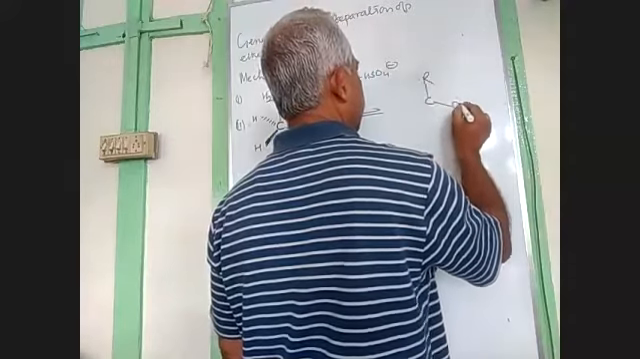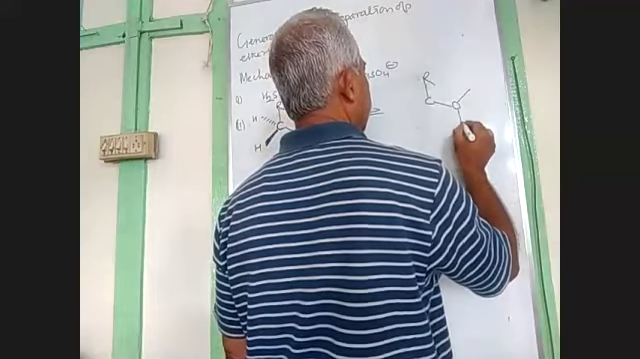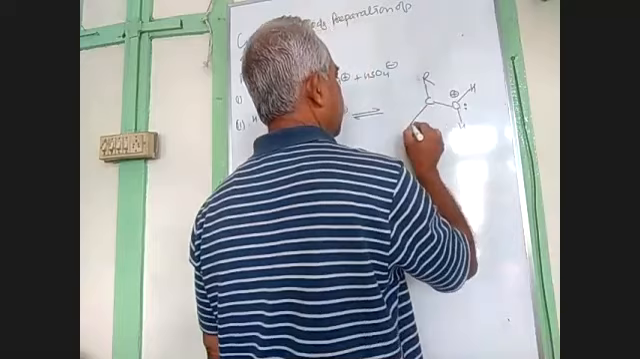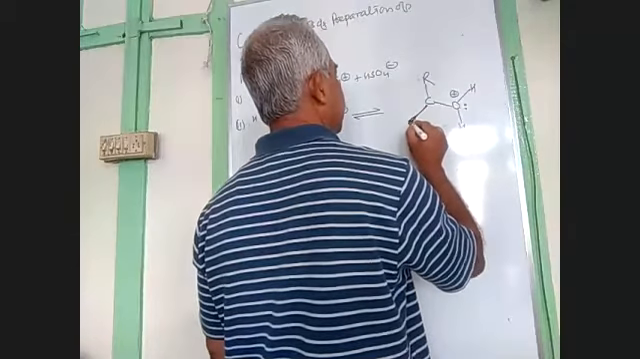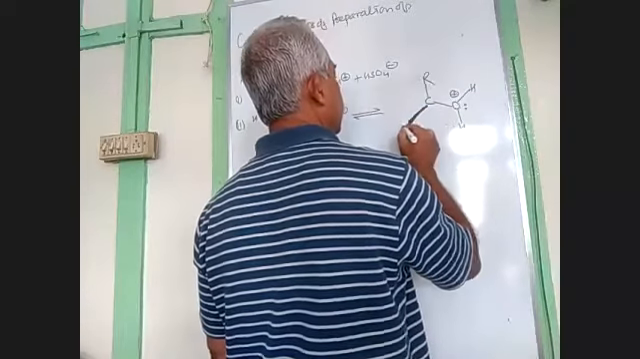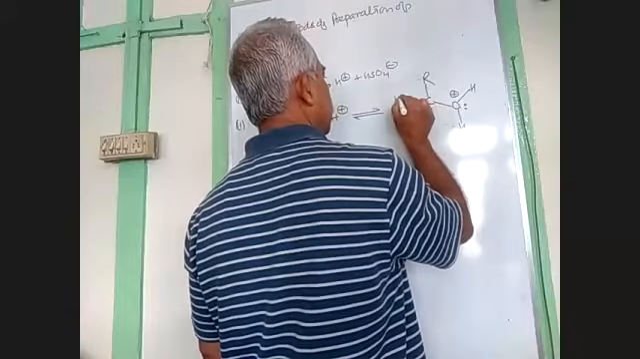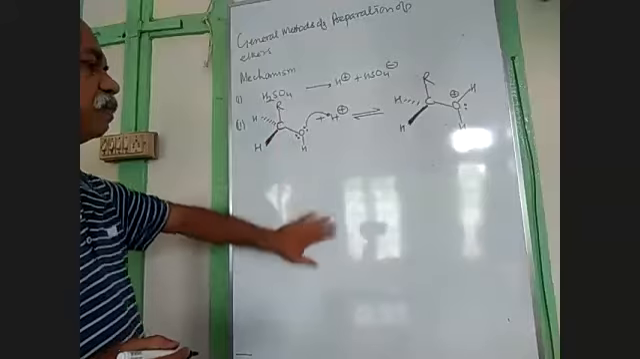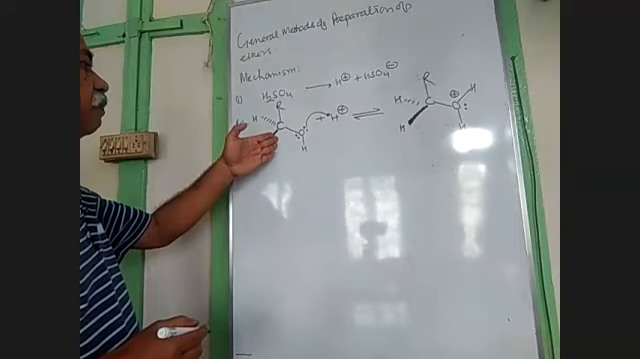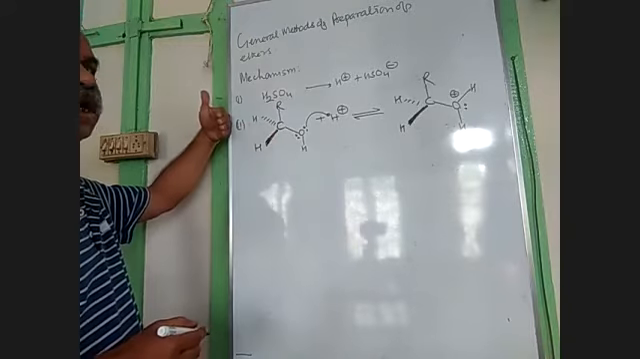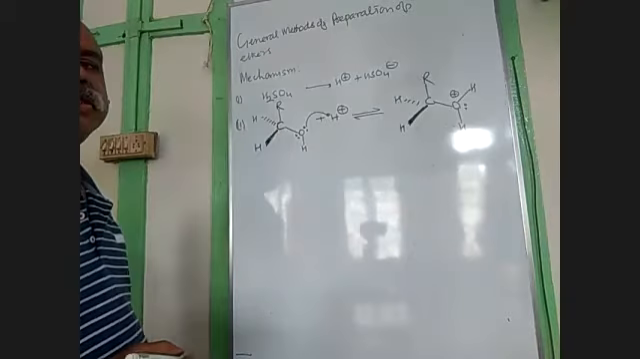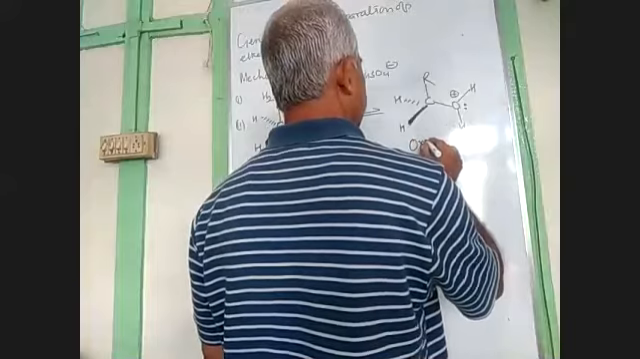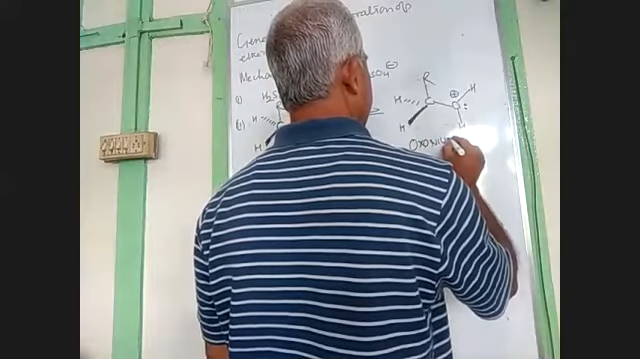R. I'll tell you why I drew it in this way. See here, these solid lines are on the plane of the board. This hydrogen is above the board, and this is behind the board, because this carbon is sp3 and has a tetrahedral shape. So what do you get now? It gives you an oxonium ion.